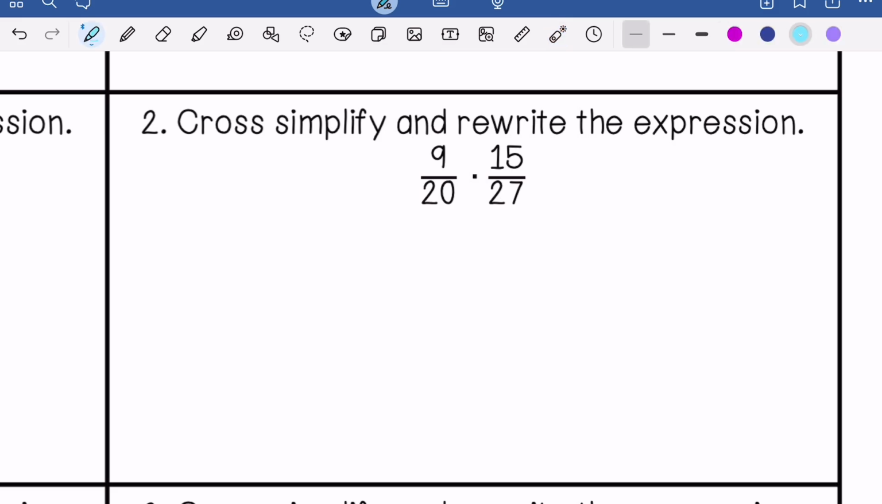20 and 15, I can divide these both by 5. 9 and 27, I can divide them both by 9. This becomes 1/4 times 1.